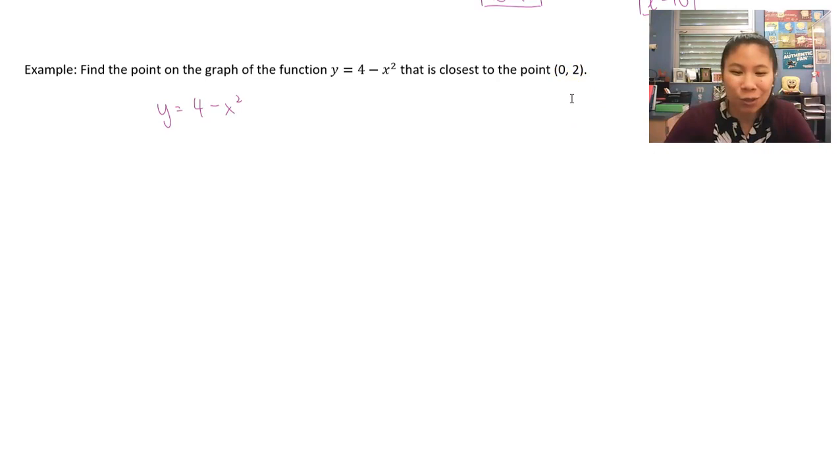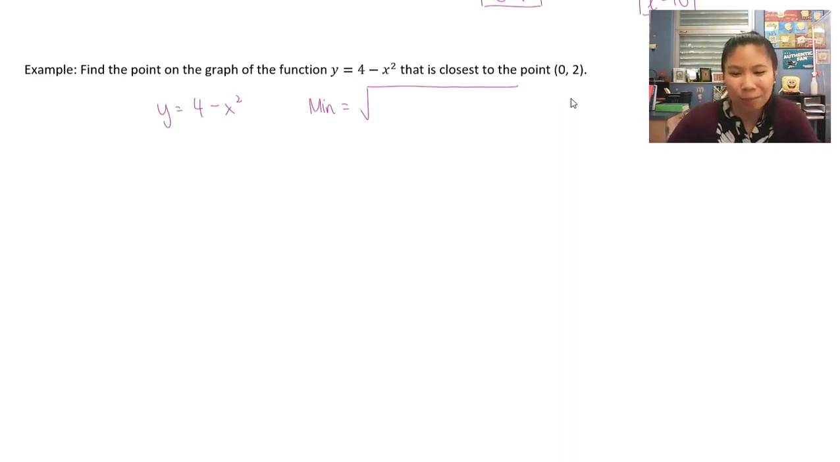So we are trying to find the closest distance, which should be a minimum, because we are trying to minimize the distance. And I don't know if you know the distance formula. It's something you might have to Google if you didn't remember it. But here's my version of the distance formula. This is how I remember it.